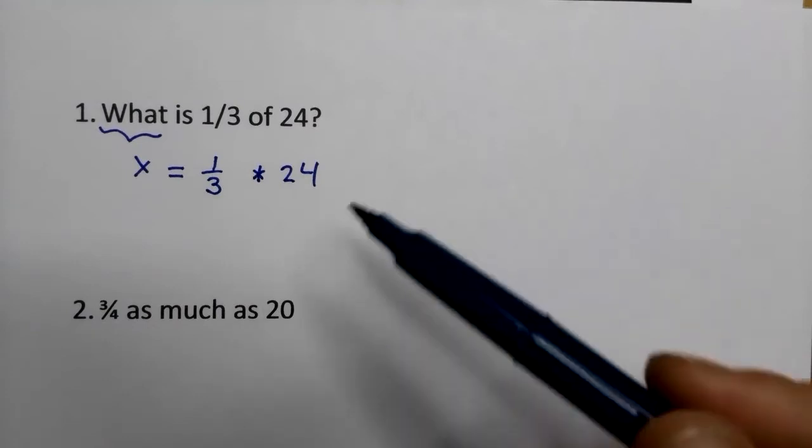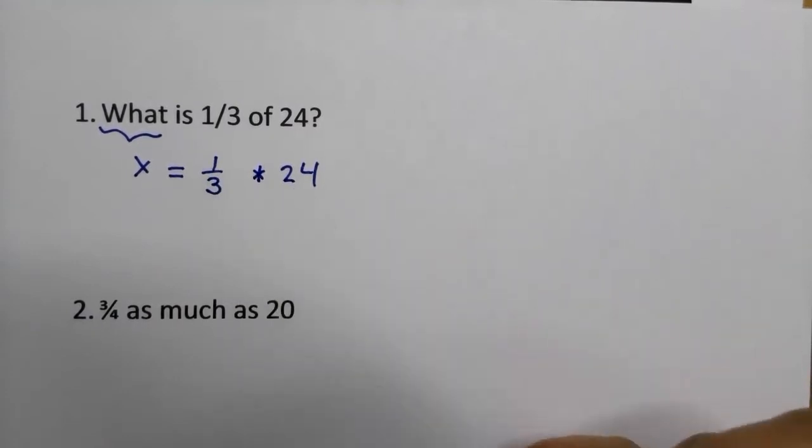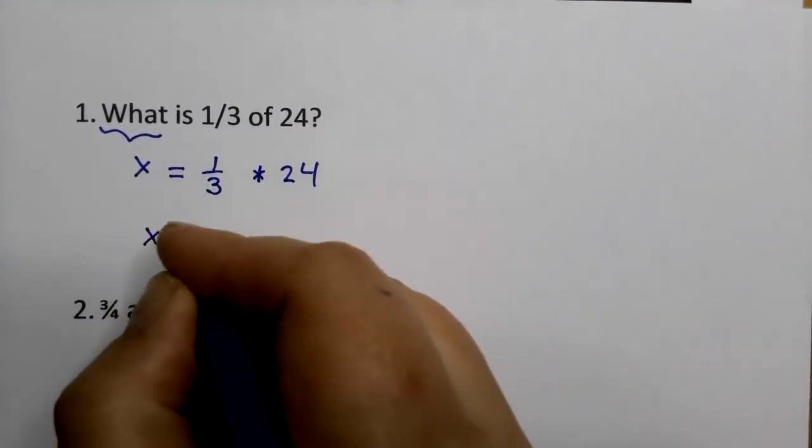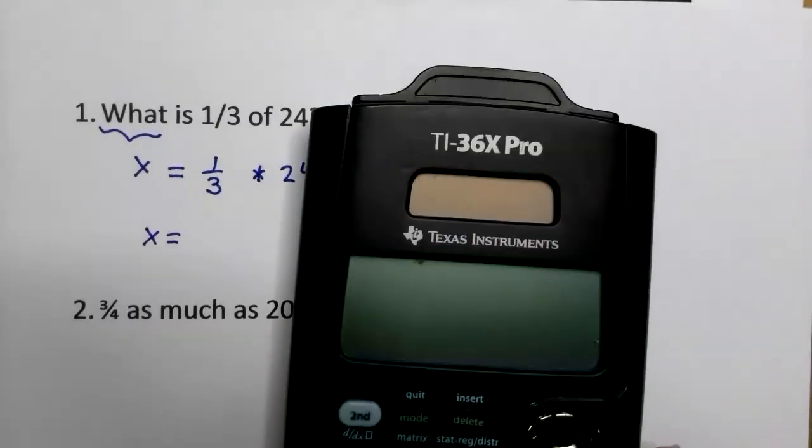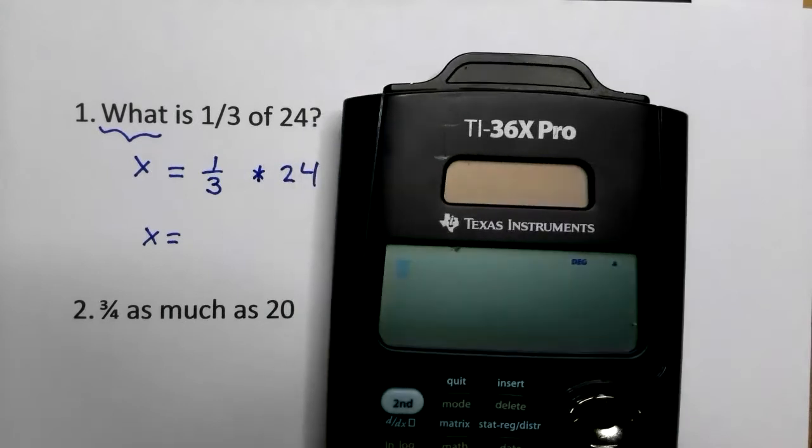All you need to do now is to multiply 1/3 and 24 in order to figure out your x. So let's do that. You can do it mentally, or you can use your calculator. So 1/3 times 24 is 8.